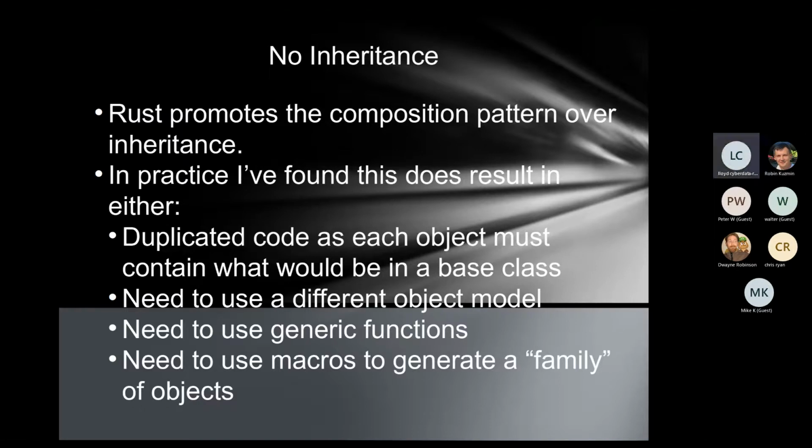You can also use generic functions. And you can also generate a family of objects with macros. What I've found in Rust is the latter two, the use of generic functions and macros, tends to be the way most people address this. And it's a little bit harder to code, but it turns out being more efficient and sometimes actually fewer lines of code, even though it's more difficult to write those lines of code.